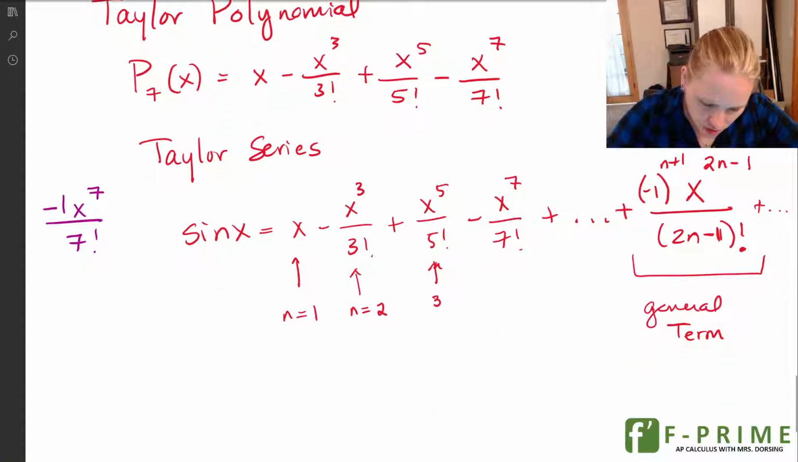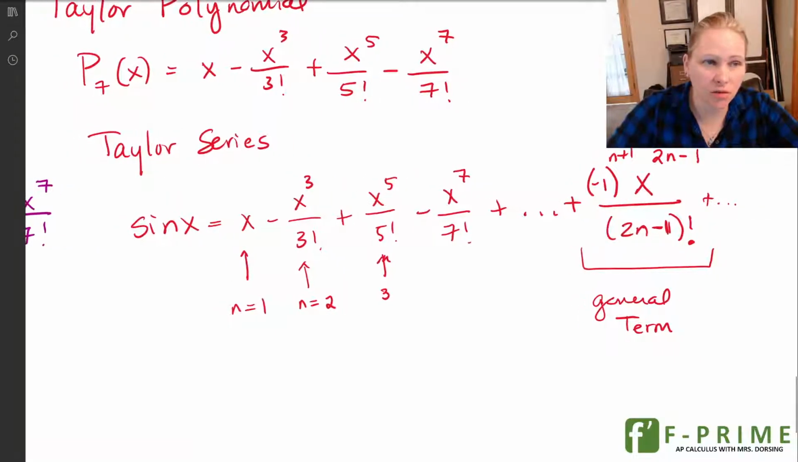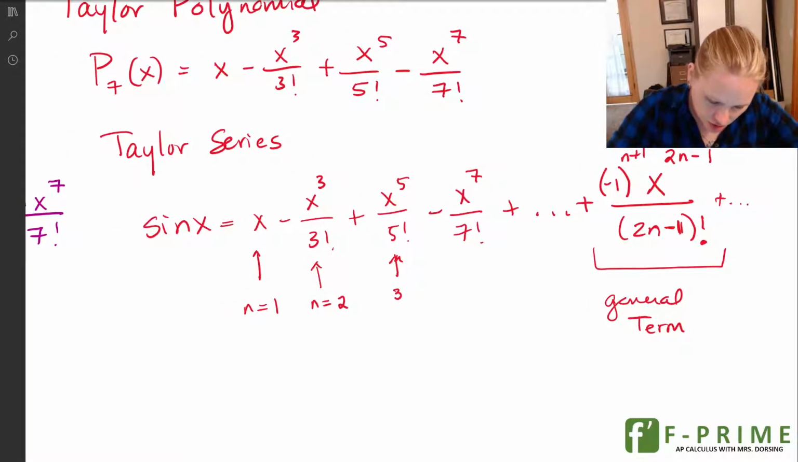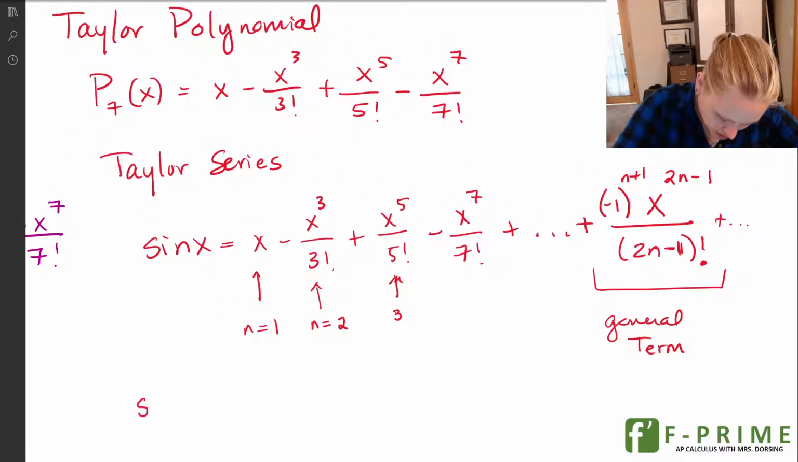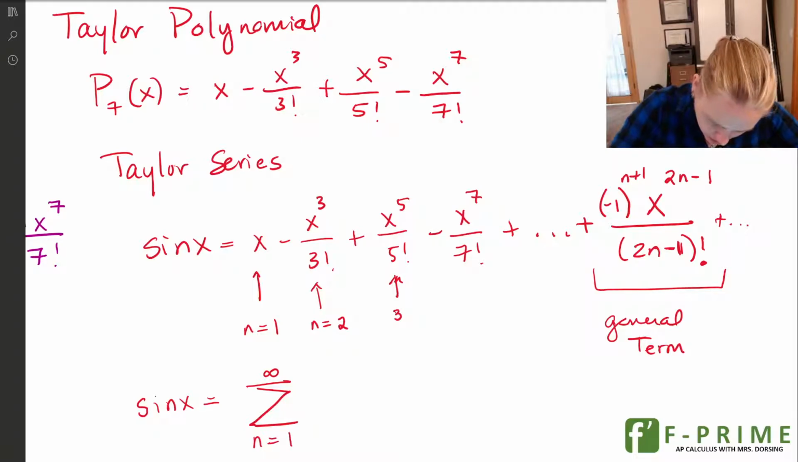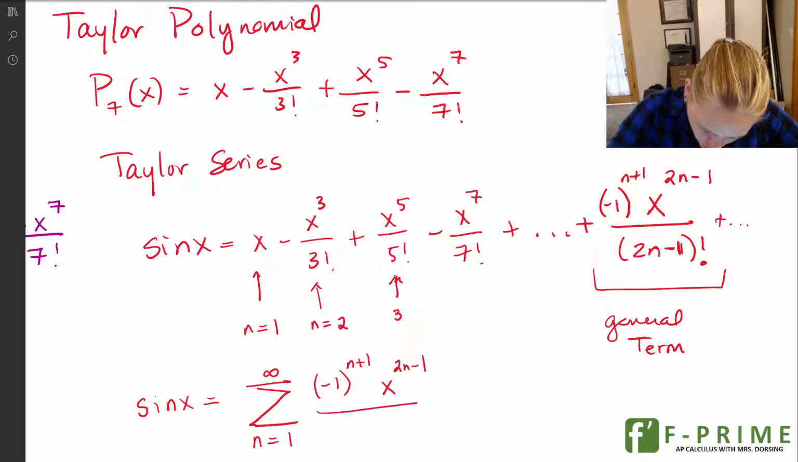Now, if I wanted to write this in sigma notation, here's kind of what it would look like. I would take that general term, and I would say sine of x is equal to, and all this does is it condenses it down, n equals 1, and I could go negative 1 to the n plus 1, x to the 2n minus 1 over 2n minus 1 factorial.